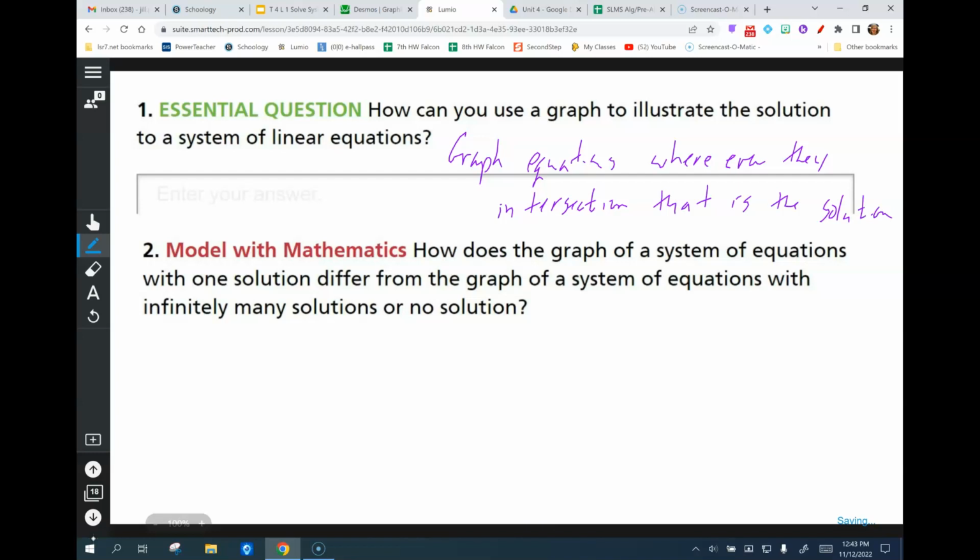Number 2, how does the graph of a system of equations with one solution differ from the with many or no solutions? Well, with one solution, they're going to intersect in one point. Since they intersect in one solution in one point, then that means that my solution is an ordered pair. It is a point. Okay, many solutions, okay, it's the same line. They intersect everywhere.